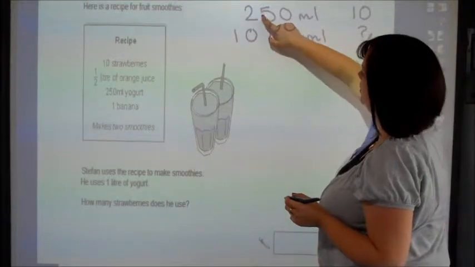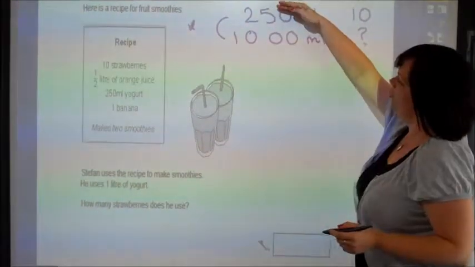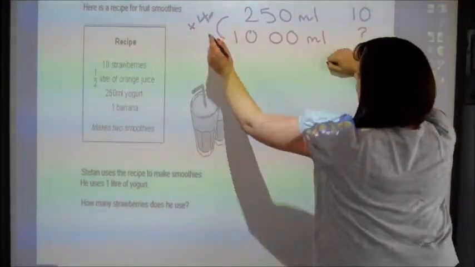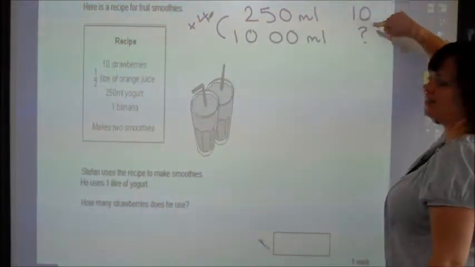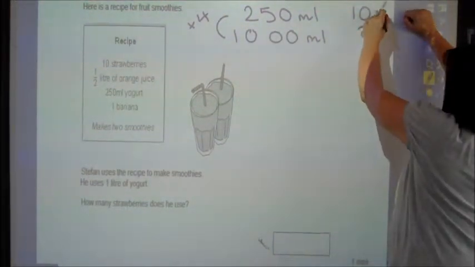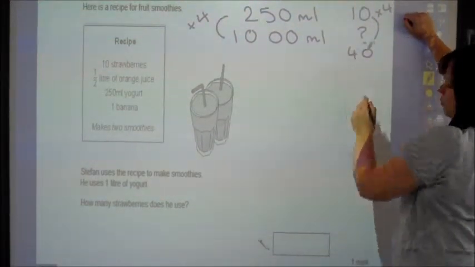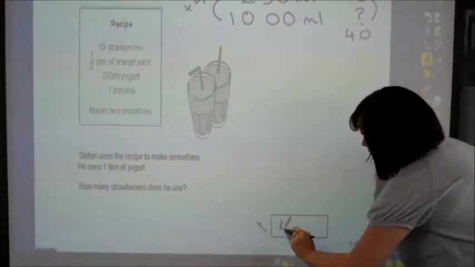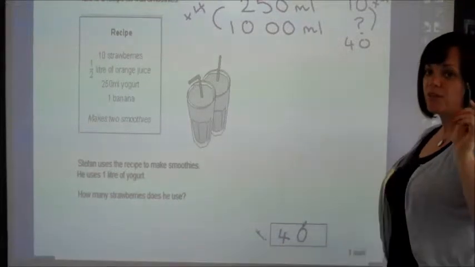So what has he done to get from here to here? What has he times by? Well, 250 times 4 makes 1,000, so he's times by 4. So if he's times by 4 here, what do we have to do here? We have to do exactly the same thing, we times by 4. So 10 times 4 is 40, so he's used 40 strawberries all the way down the bottom. If you can see, this is where the box is, put 40 in. Okay, that's the first part of the question.